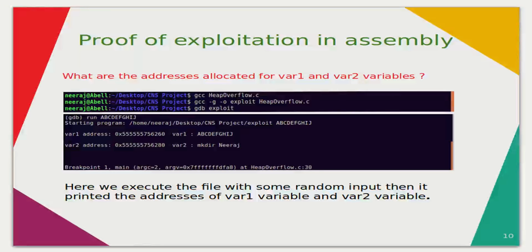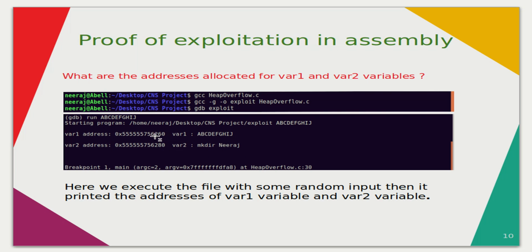We run our program, compile it with GCC in Ubuntu, and debug it with the GDB debugger with the commands shown in the slide. Then we see the addresses assigned to our variables. Here we notice that memory address 6260 is assigned to variable1, that is ABCDEFGHIJ, and memory address 6280 is assigned to variable2, that is mkdir Neeraj.